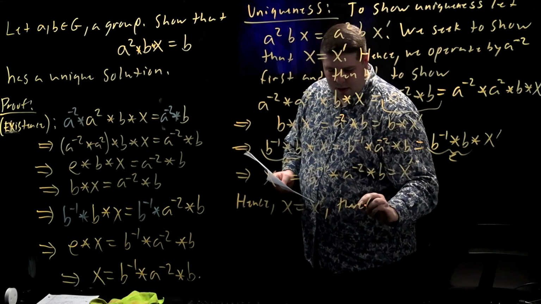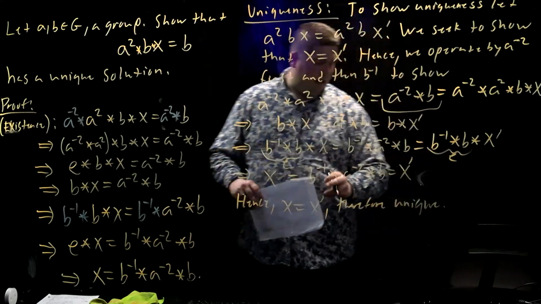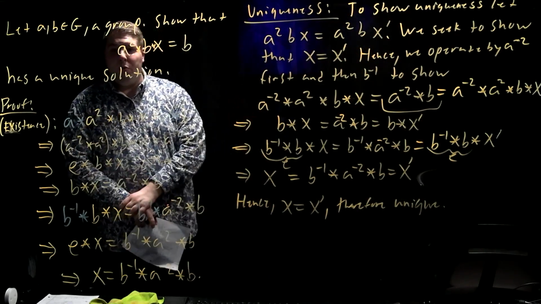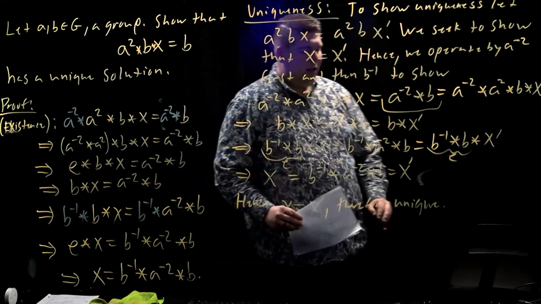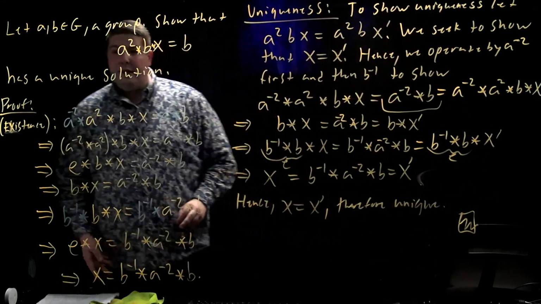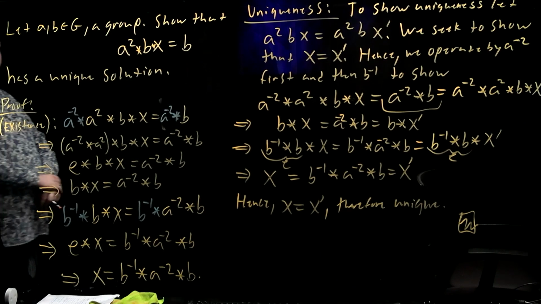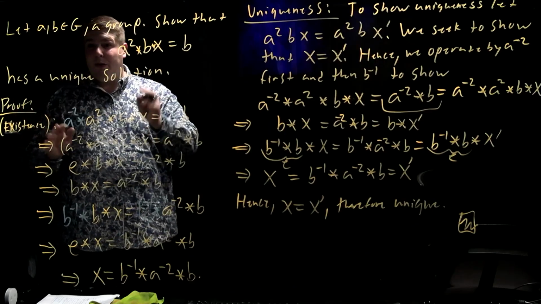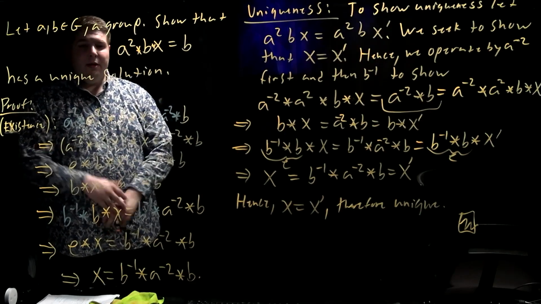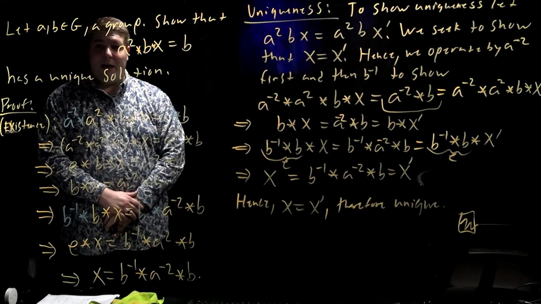Therefore, unique. Okay, we have showed that these are unique. And there you go. Okay, that is the proof. So anytime you're asked to show algebra with abstract algebra, showing that some type of equation has a unique solution in a group, you have to show existence and uniqueness, and this is the process on how to do that. Thank you.